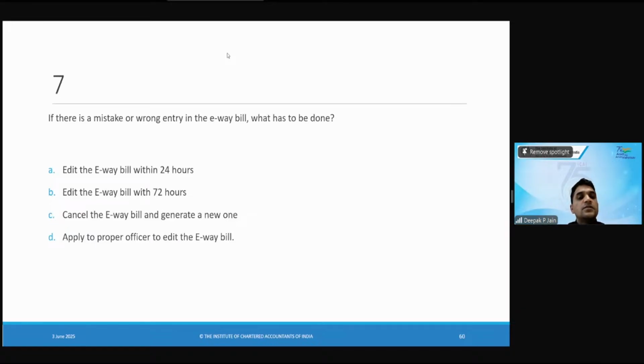Seventh one, if there is a mistake in the e-way bill, what do you do? We have not discussed the e-way bill, but I will tell you, if your e-way bill is wrong, you cannot revise it, you cannot cancel it because the time limit might have gone. But if you have time, cancel the e-way bill and generate a new one. Okay. If you are in a position to cancel it. If you're not in a position to cancel it, then you can't do it. You will have to correct it in the.